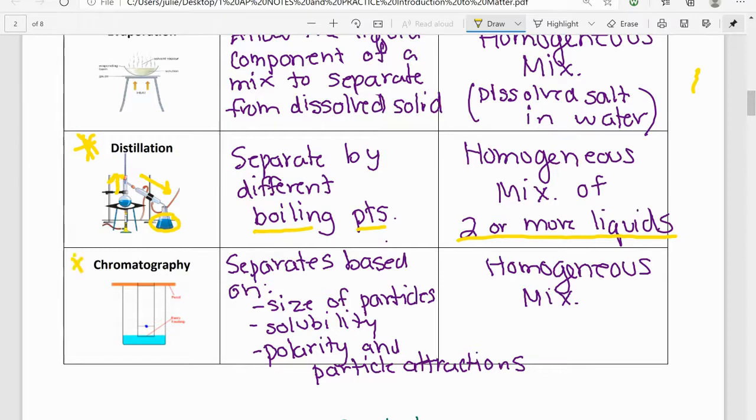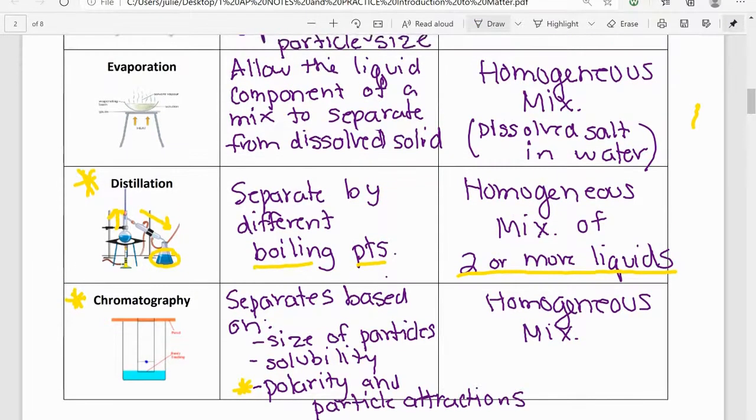The other one that you should be aware of is chromatography. And you did this probably in biology with like your leaf pigments. You are actually separating it based on a couple of things: the size of the particles, the solubility of the particles, and also something called polarity and how the particles attract to each other. So once we learn a little bit more about polarity, we'll be able to explain this a little bit more thoroughly. This is another way to separate out a homogeneous mixture. So really, when you look at homogeneous mixtures, there's a couple of options. So it's really about knowing the components of your mixture and what's going to be successful.